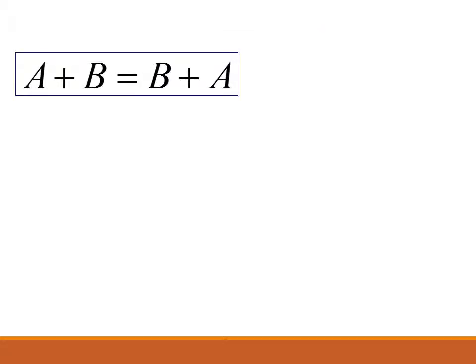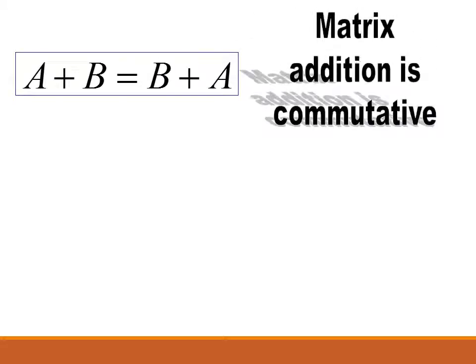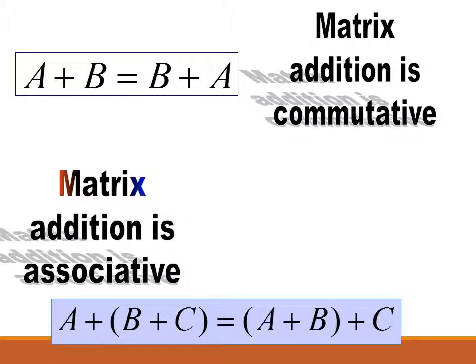A plus B equals B plus A. Matrix addition is commutative. Matrix addition is associative.